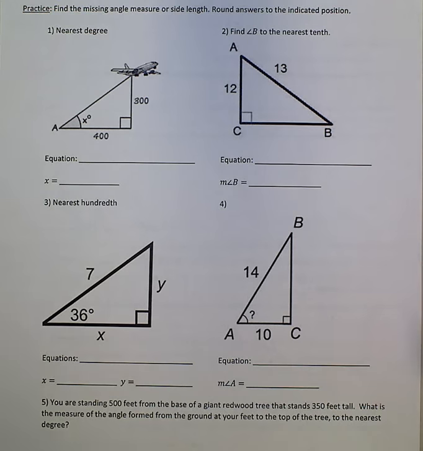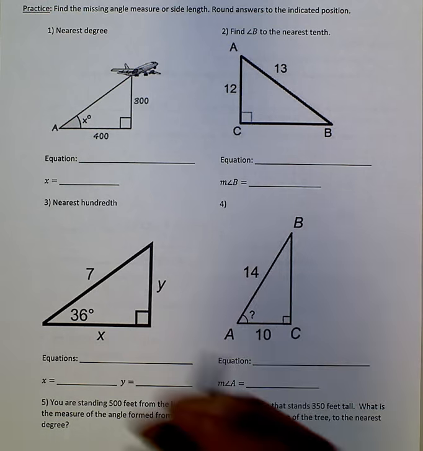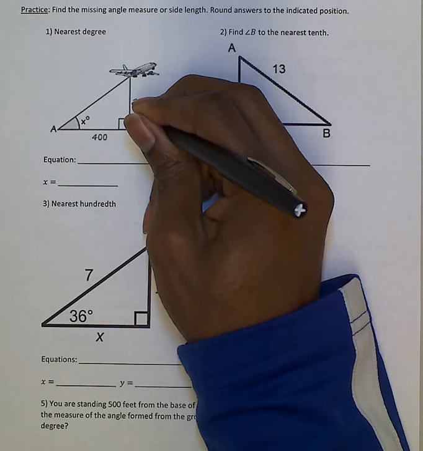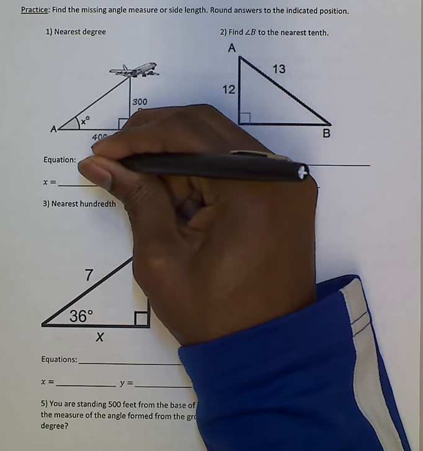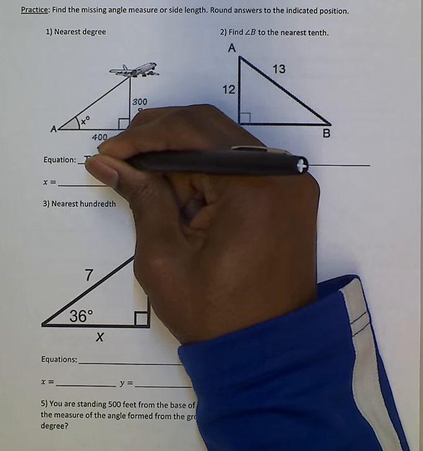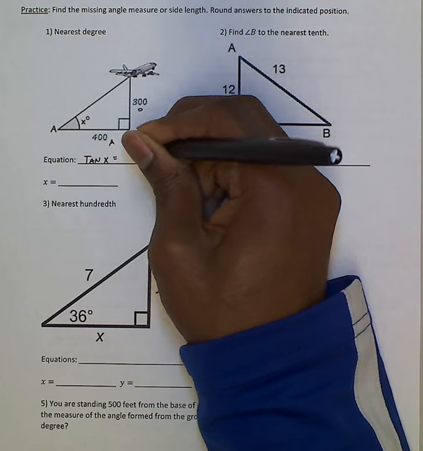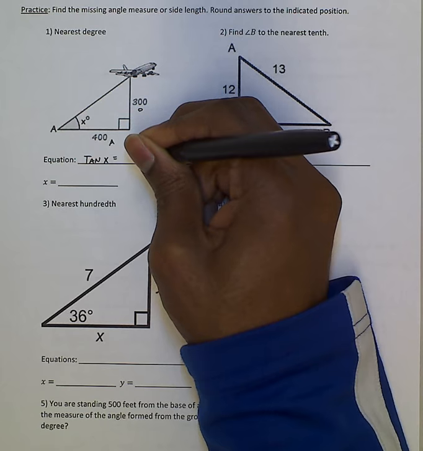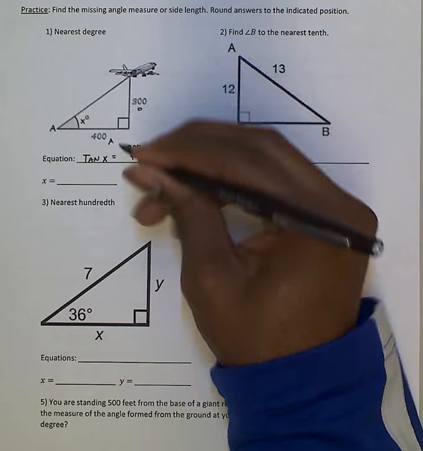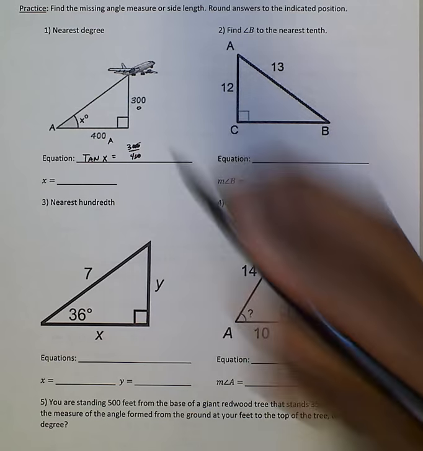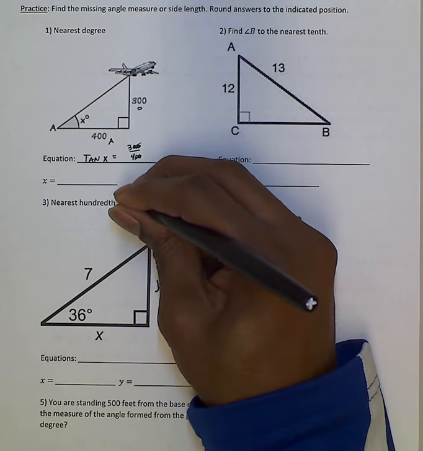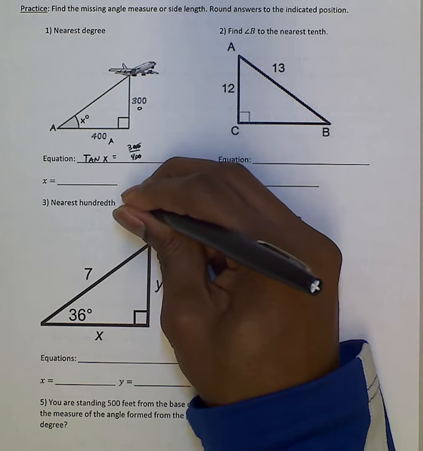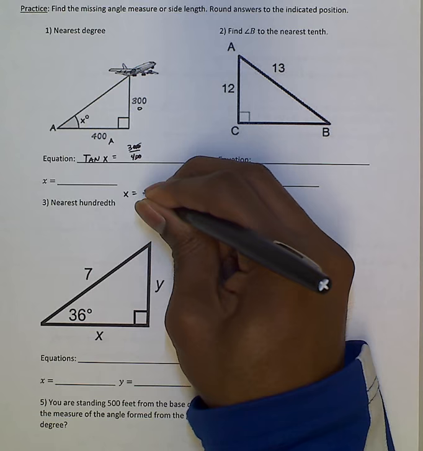Okay? So we're going to try to find x to the nearest degree for number 1. So for number 1, we're looking for angle A. We're given an opposite and an adjacent. And so we'll say, okay, opposite and adjacent, that's tangent. Tangent x equals opposite over adjacent. 300 over 400, or you could do 3 over 4. That simplifies it a little bit more for us. Okay, 3 over 4. Okay, and so now to get x by itself, I'm going to do inverse tangent to both sides, and inverse tangent of 3 over 4.